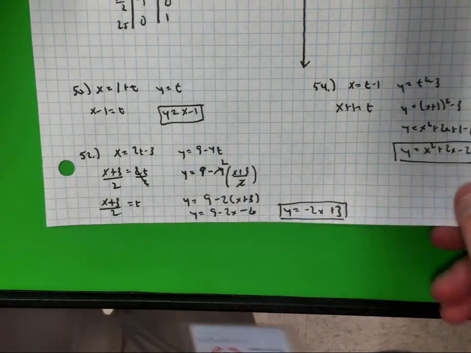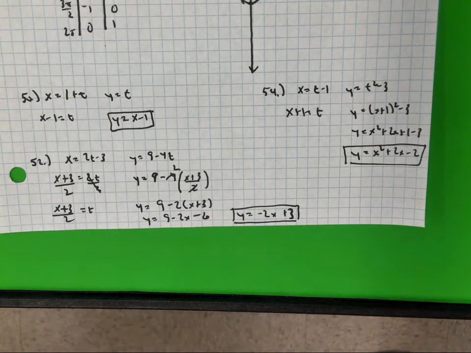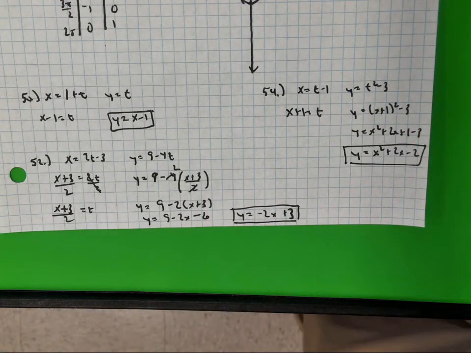Now 54, I moved the 1 over and got x plus 1 equals t. I take that quantity and I substitute it in for t right here. Now, x plus 1 squared, can you quickly multiply that out? Yes. I expect you to do that.